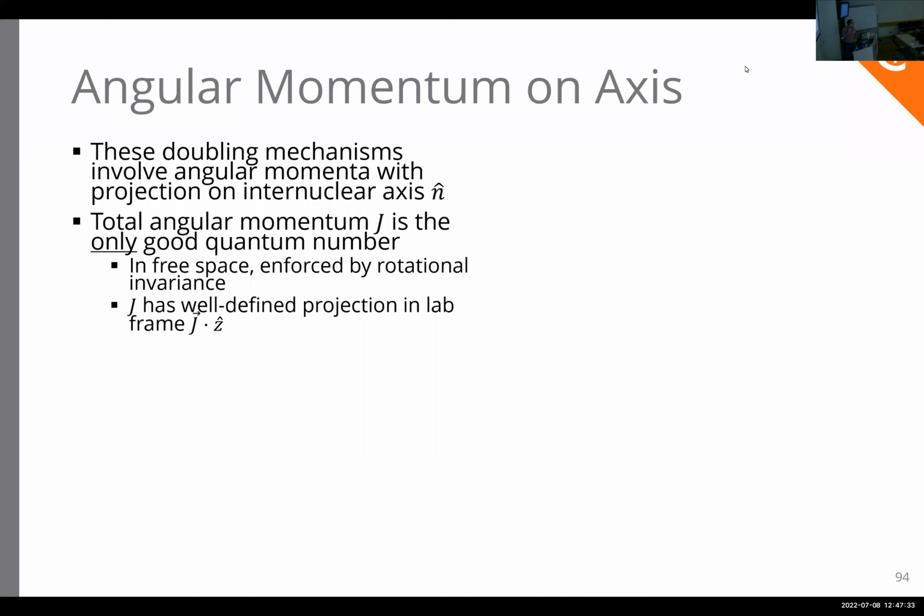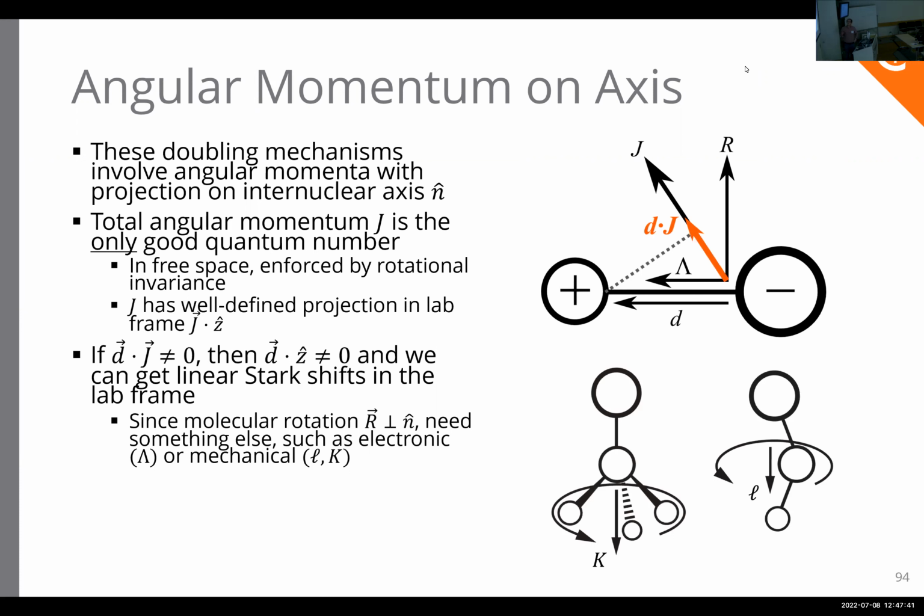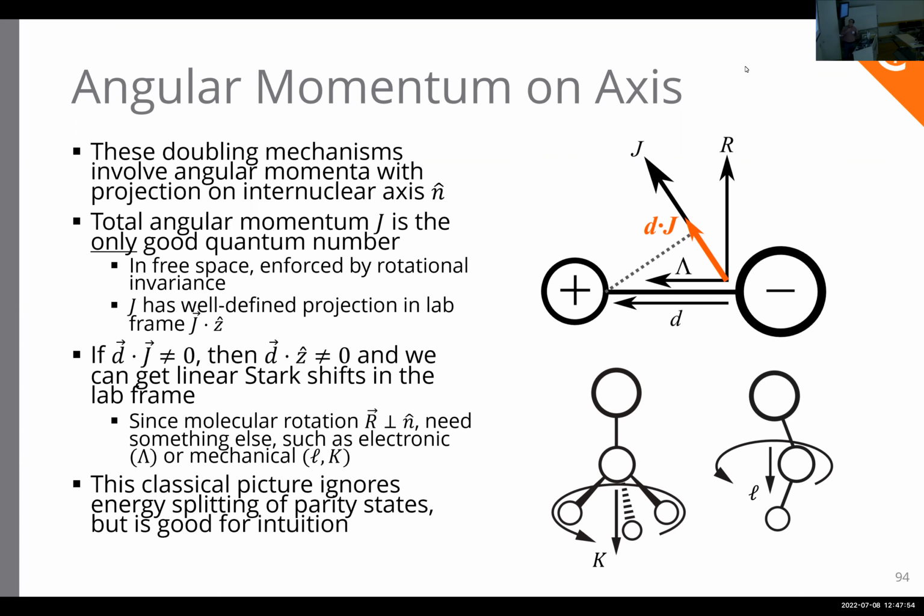I will skip over this in the interest of time. I encourage you to read through it later and ask me if you have any questions, but it turns out that you generically get parity doublets whenever you have some angular momentum in the molecule with a non-zero projection on the symmetry axis. It generically gives rise to these parity doublets.